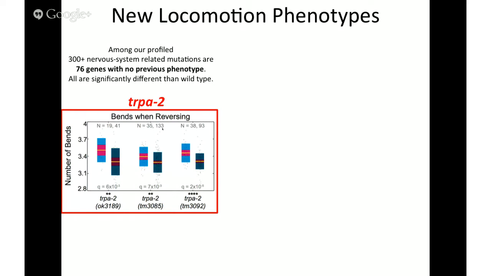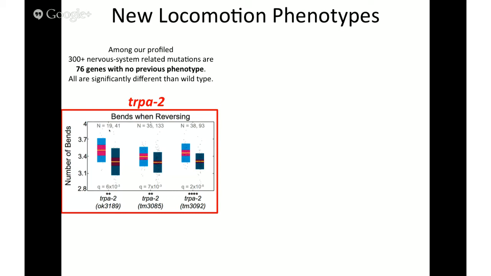One comes from the American Knockout Consortium, and two come from the Japanese. On the left, in more vivid colors, is the set of worms that have the gene mutations, and on the right are the wild type controls. And you can see here that the number of bends, which is on the y-axis, is greater for these TRPA2 gene mutants than it is for the controls, only when they're reversing. I'm showing you only when they're reversing. So this is a subtle change. There's just slightly a little bit more bend in that body when the worm reverses.